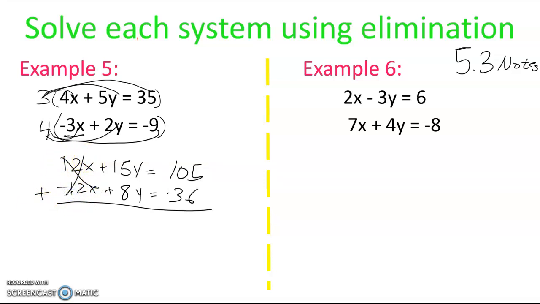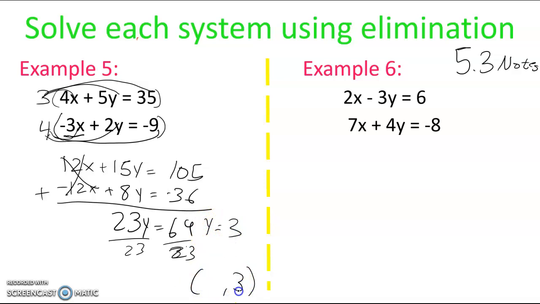We're going to add, the x's cancel out. 15y plus 8y is going to turn into 23y. And then 105 minus 36 turns into 69. I divide out the 23 on both sides, and I'm going to get y equals 3. And again, that is the y value of my answer there.